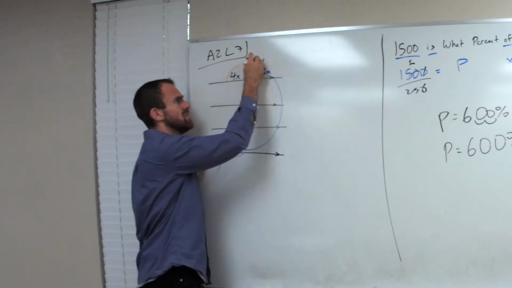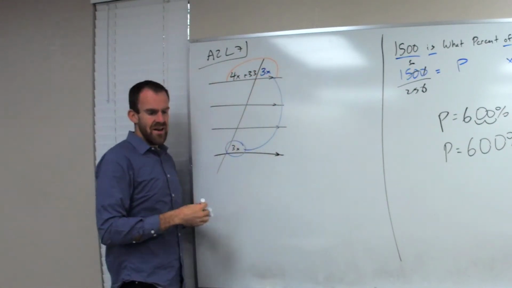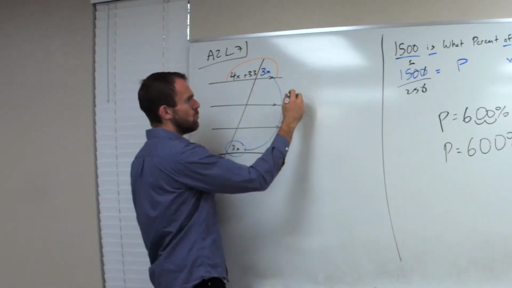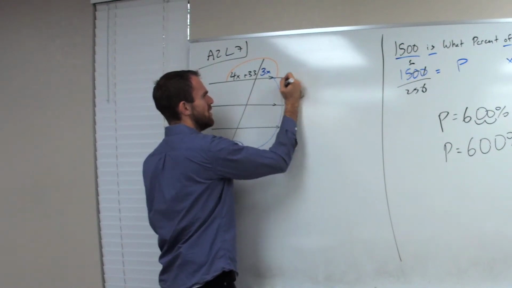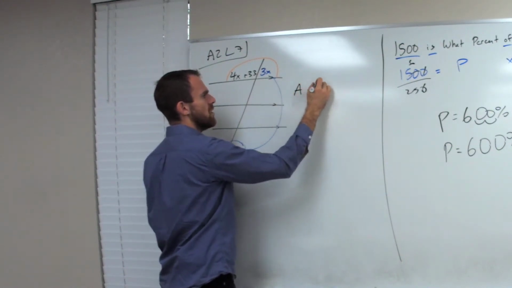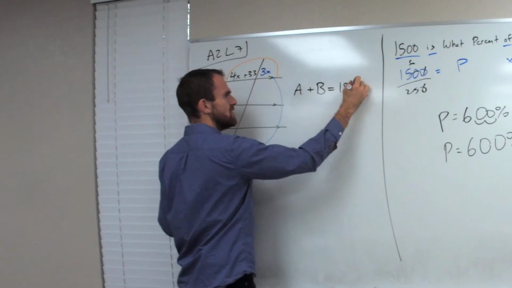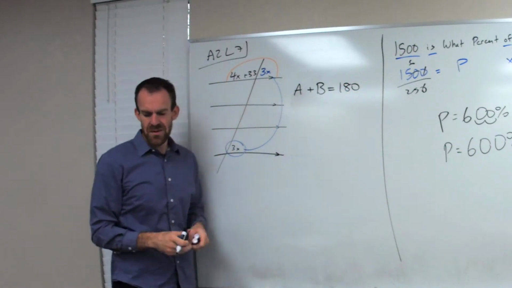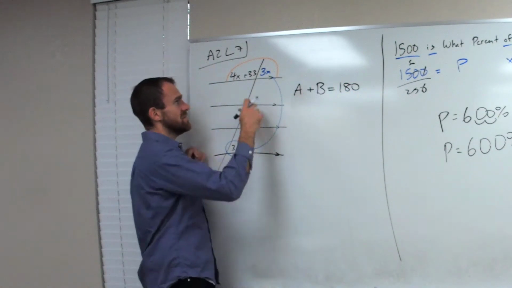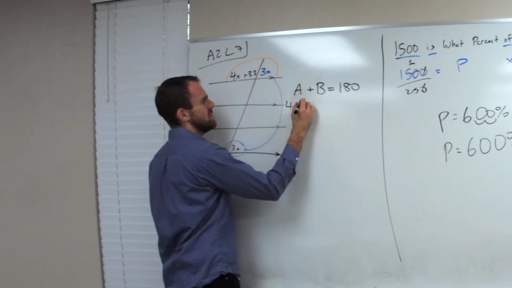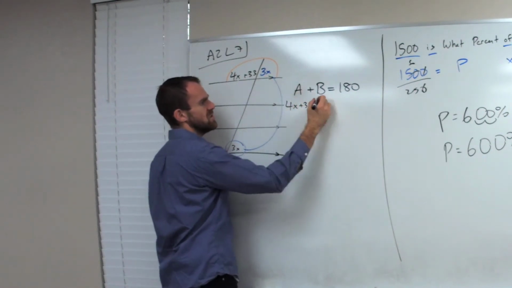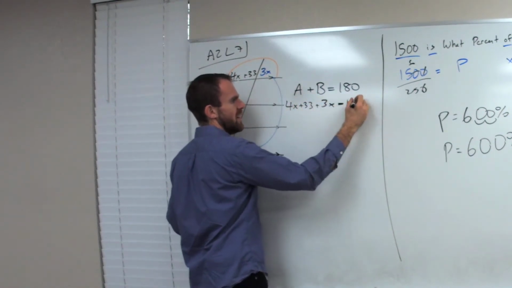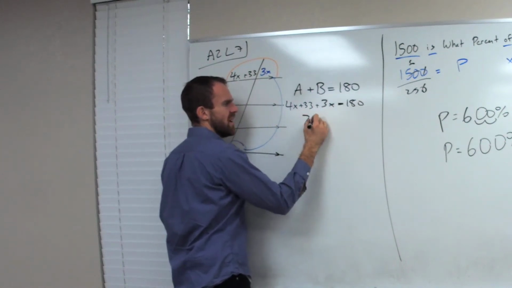All right, from there, it's pretty simple. We know two angles that make a straight line will add up to 180. They're supplementary. So I'll write out the equation for supplementary angles. A plus B equals 180. You have to know these. Plug in 4x plus 33 plus b, which is 3x, equals 180. 4 plus 3 is 7x.